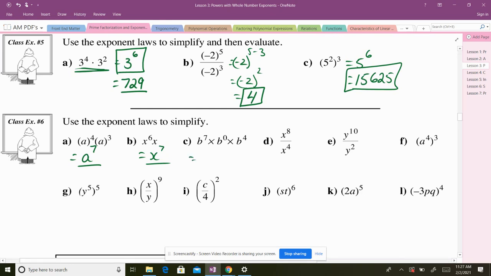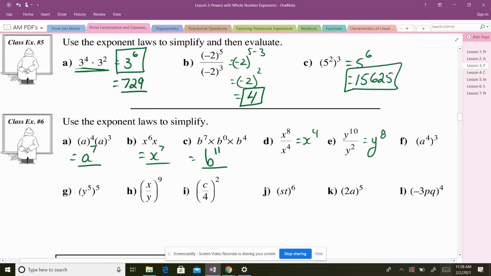b to the 7, b to the 0, b to the 4. What do you do with the exponents? 7, 0, 4 adds to? b to the 11. x to the 8 over x to the 4, you're dividing. What do you do? Minus 4. x to the power 4. There you go, x to the power 4. y to the 10 over y to the 2 gives me y to the power 4.